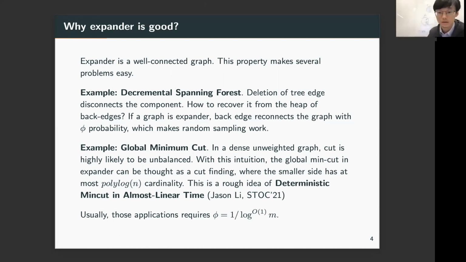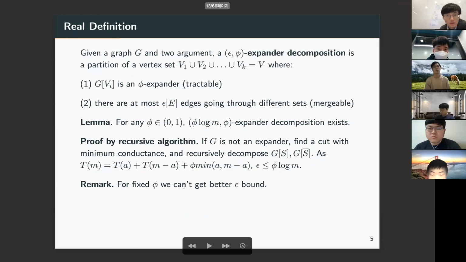Okay. Usually those applications require polylogarithmic reciprocal. So I think you can just assume that phi is that order throughout our lecture. So okay, that's great.